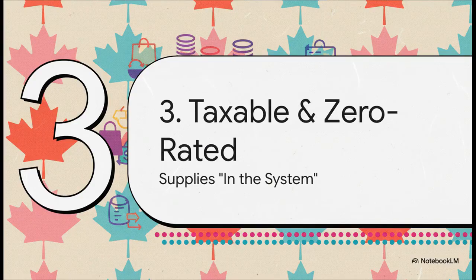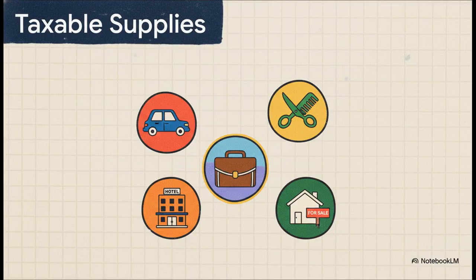All right, first up, let's look at taxable and zero-rated supplies. Now, we're lumping these 2 together for a very, very specific reason. They are both considered to be fully inside the GST/HST system, and you'll see exactly what I mean by that in just a moment. I want you to think of taxable as the default setting, the catch-all category. If the law doesn't specifically say something is zero-rated or exempt, well, then it's taxable.